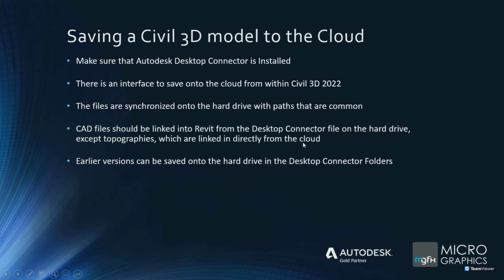So CAD files should be linked into Revit from the desktop connector. The topographies are linked directly from the cloud. So you can publish topographies, it's a typical thing that architects would like. We'll have a look at that later. Earlier versions can be saved onto the hard drive.